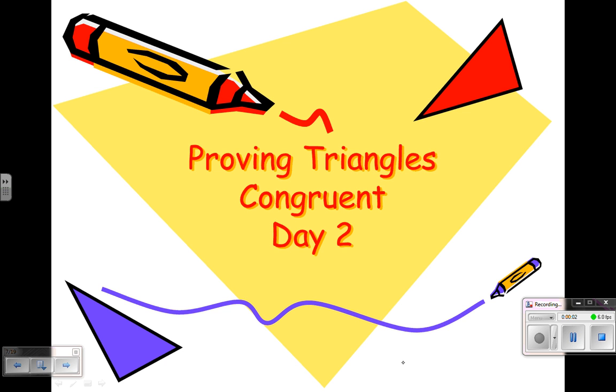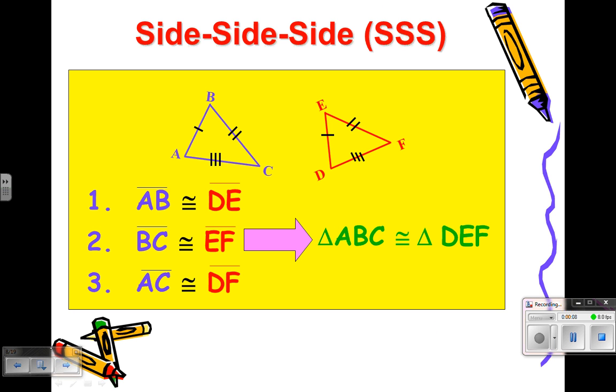In this video, we're going to continue to prove that triangles are congruent with two new methods besides the two that we learned. As a review, we learned about the side-side-side congruence method to prove that two triangles are congruent. And as a quick review, if you have three sides of one triangle that are congruent to three sides of another triangle, then those triangles will be congruent. Not just the sides, but the angles also.